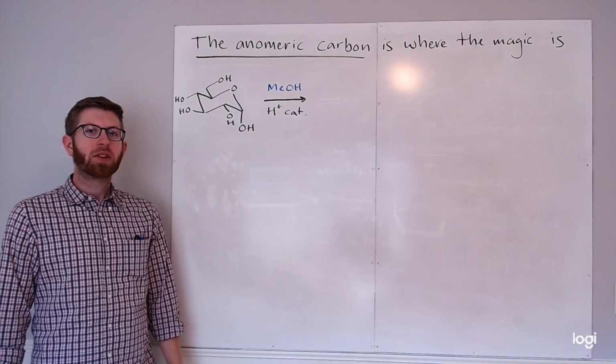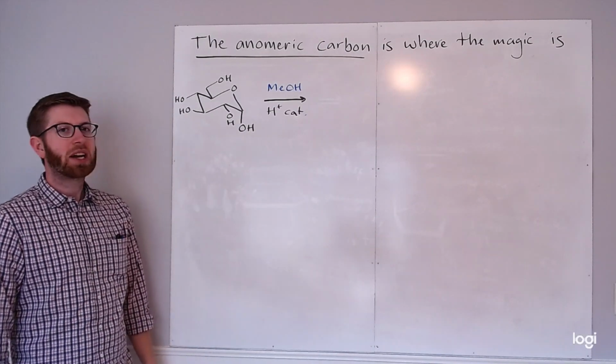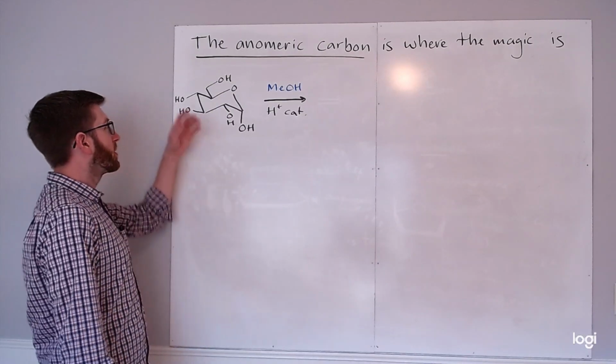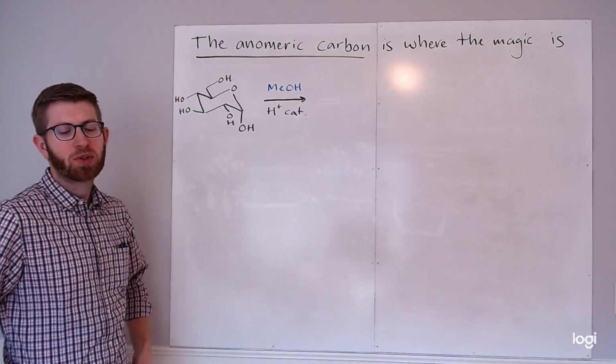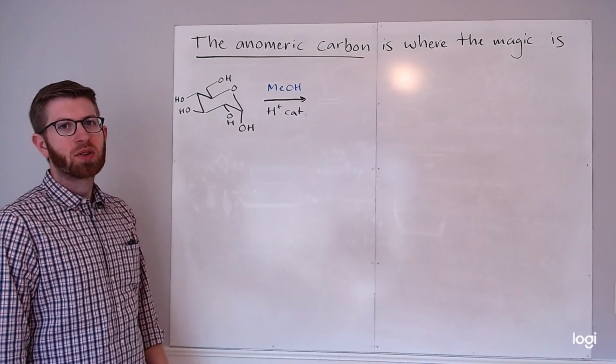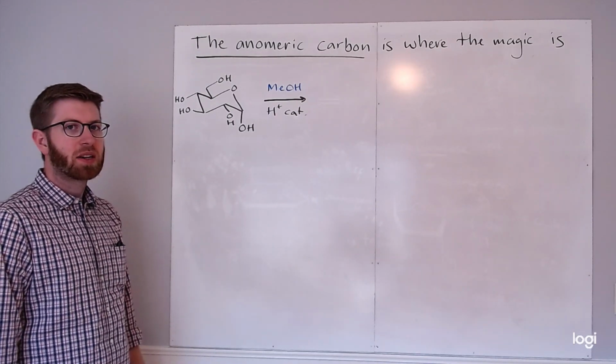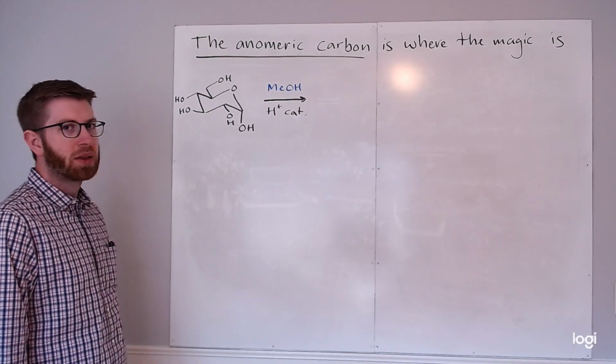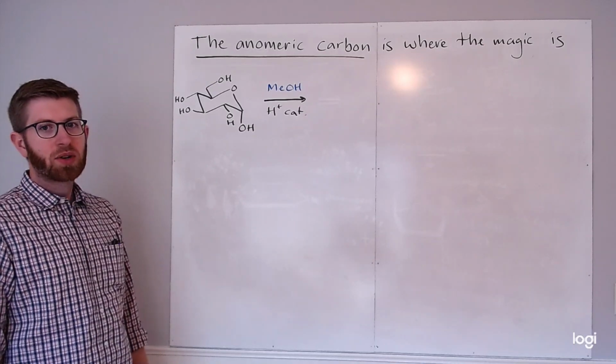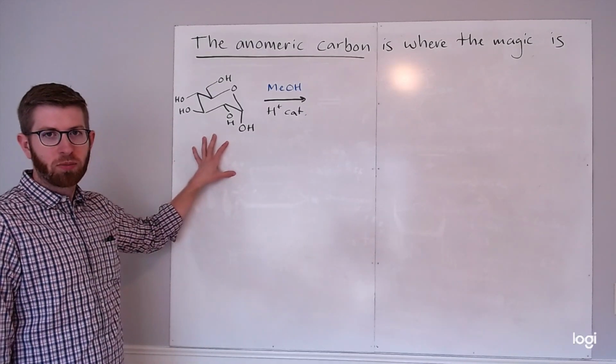In this fourth and final video for SLO8, we'll be looking at some reactions of carbohydrates. And as the title of this section of our video suggests, the anomeric position has a special place in the reactivity of these kinds of structures. So to get started looking at this, we can consider a reaction of a cyclic form of a carbohydrate.